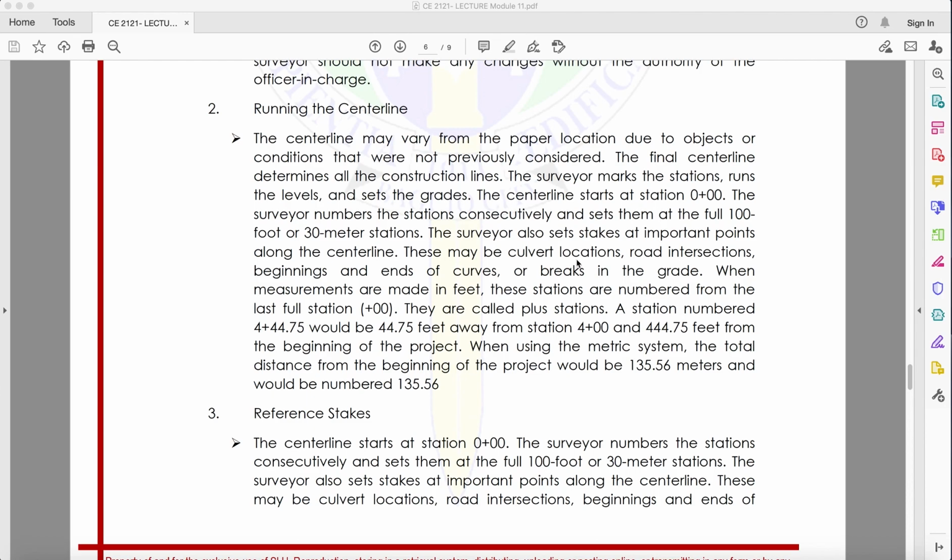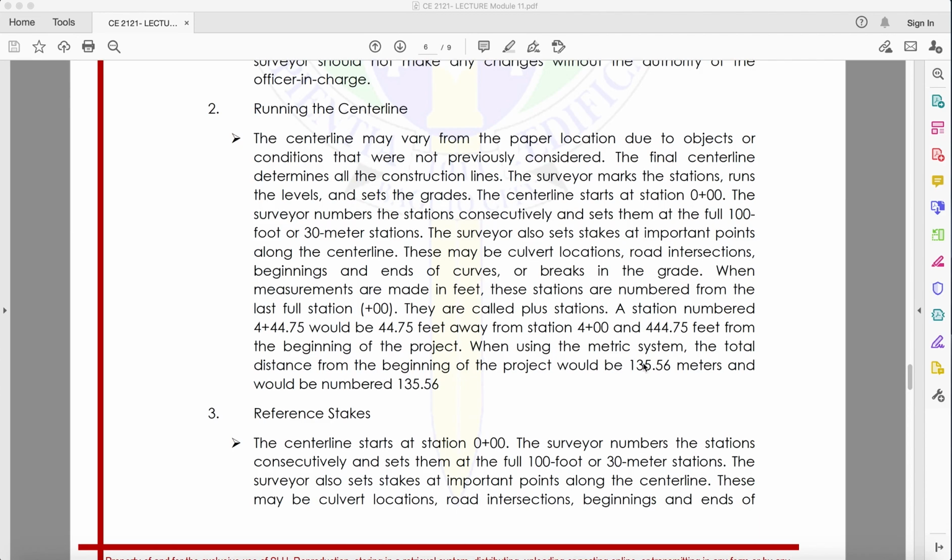This may be culvert locations, road intersections, beginnings and ends of curves, or breaks in the grade. So when measurements are made in feet, these stations are numbered from the last full station. Okay, so they are called plus stations. A station numbered 4 plus 44.75 would be 44.75 feet away from station 4 or 400 feet. Okay, and if you're going to read this, it is 444.75 feet from the beginning of the project.